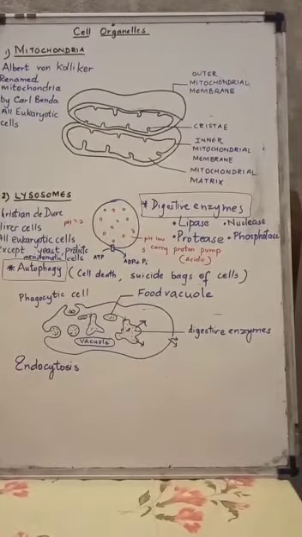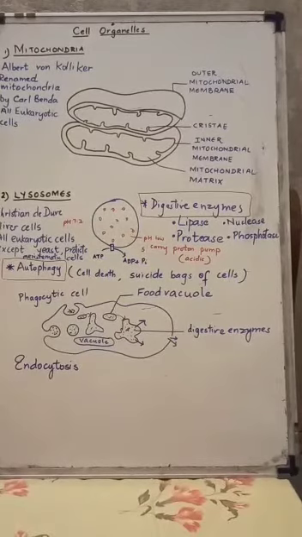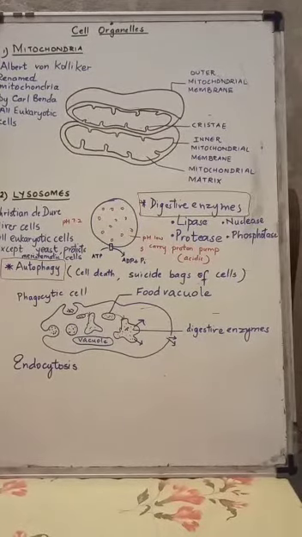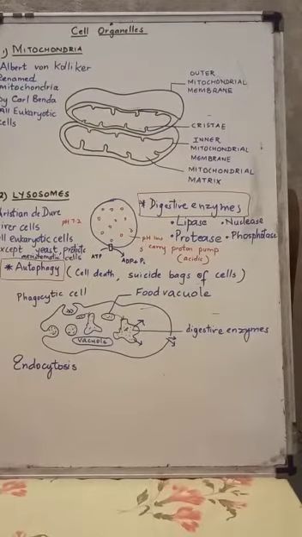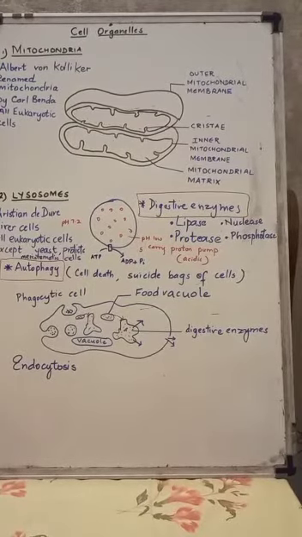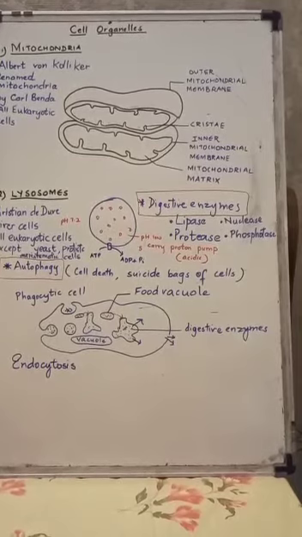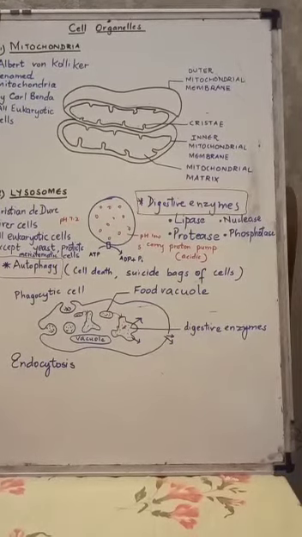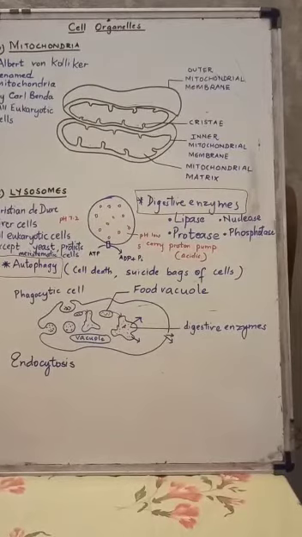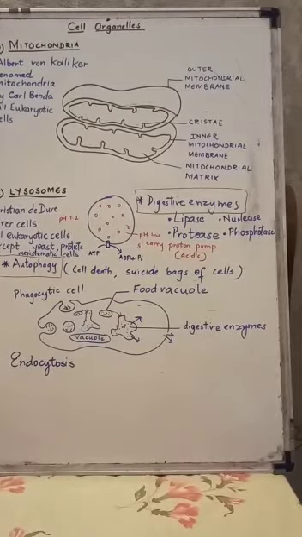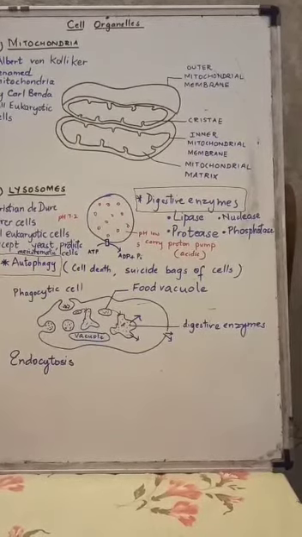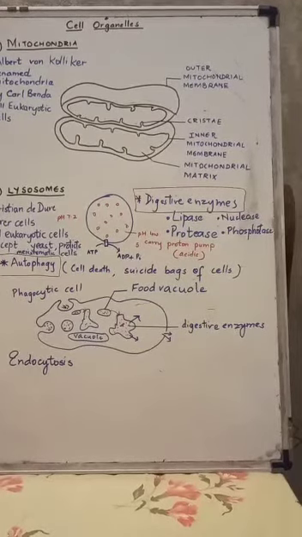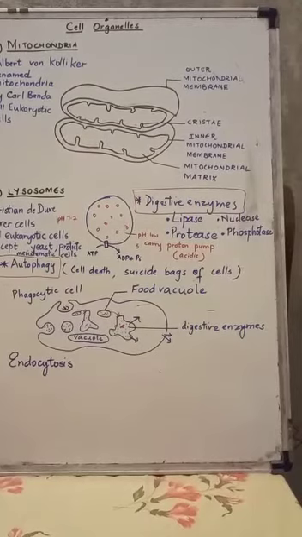When we are talking of the parts of mitochondria, they have their own DNA, that is deoxyribonucleic acid, and ribosomes, and they have certain specialized functions. They perform cellular respiration, which means they take all nutrients from the cell, break it down, turn it into energy, and this energy is used by the cell to carry out various functions.